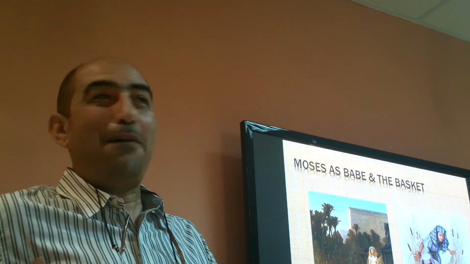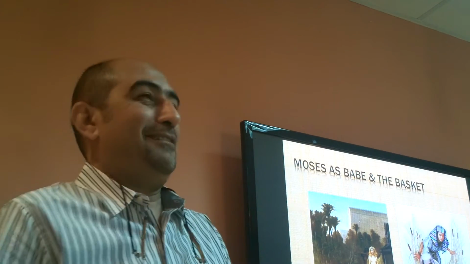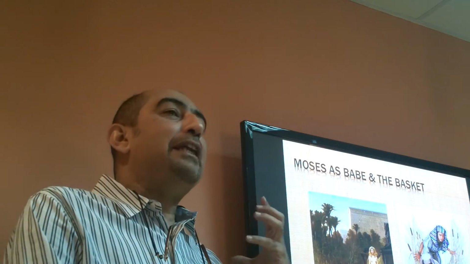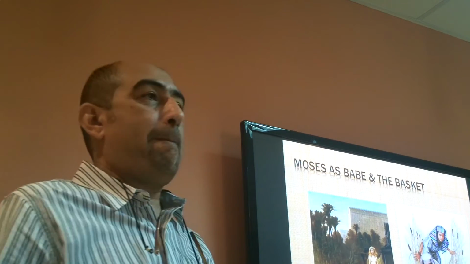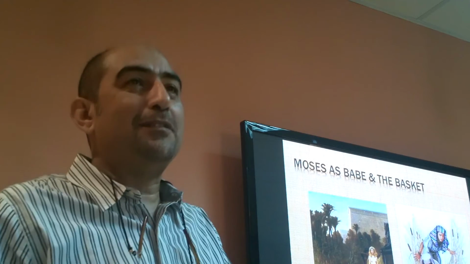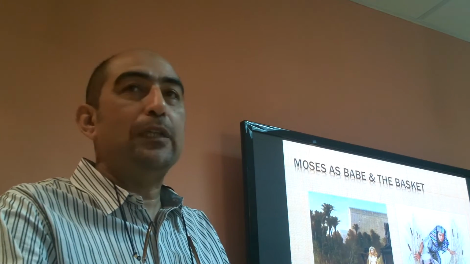As a Muslim, I believe that the Quran is right. Maybe you're a Christian, you believe that the Bible is right. But as a historian, both of them are right. Why? Because in ancient Egypt there was no difference between wife and sister. Why? Because the pharaohs used to get married to their sisters. So the sister could easily be a wife, and the wife could easily be a sister.